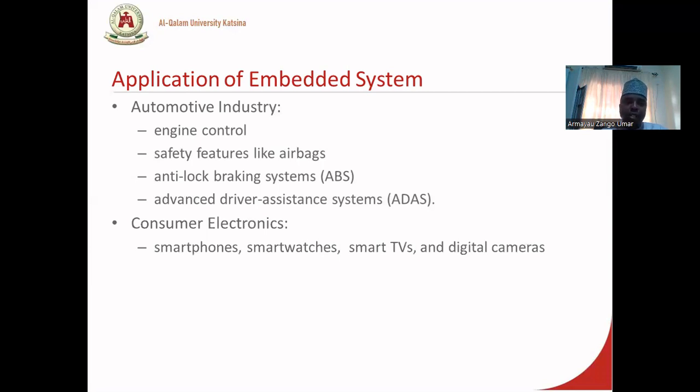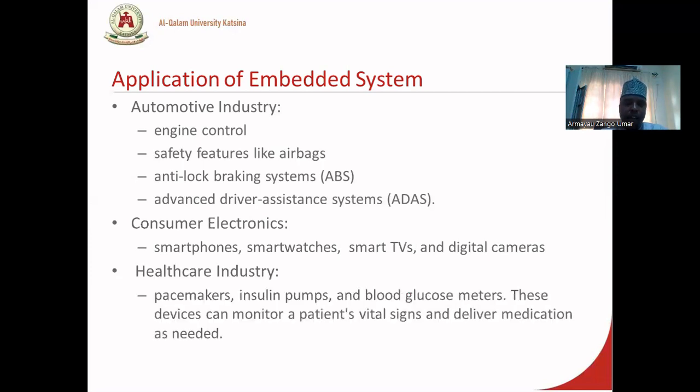And if you look at consumer electronics, such as smartphones, smartwatches, smart TVs, and digital cameras, they are also powered by embedded systems. Similarly, when you look at healthcare industries, there are devices such as pacemakers, which are used to monitor heartbeats and also to take action. If you like, you can say pacemakers are devices that regulate the heartbeat of patients with heart conditions. Insulin pumps for diabetes and blood glucose meters. These devices can monitor patient vital signs and deliver medication. All these are applications of embedded systems.